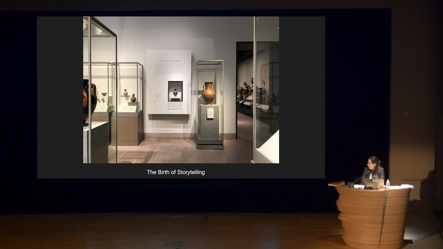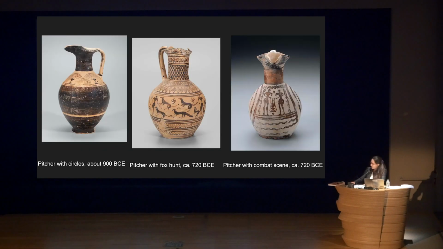Non-figural, and you see it here, I'm going to go to the next slide. It's on the left. Non-figural, it is decorated with semicircles that were drawn with a compass. And the objects in the middle and on the right are two of the earliest figural scenes on Greek pottery. They're both pitchers, in the same shape as the other. We call them oinochoai. They both feature scenes of activities that were performed by and associated with elites in the 8th century. On the left, a fox hunt, and on the right, a combat scene.